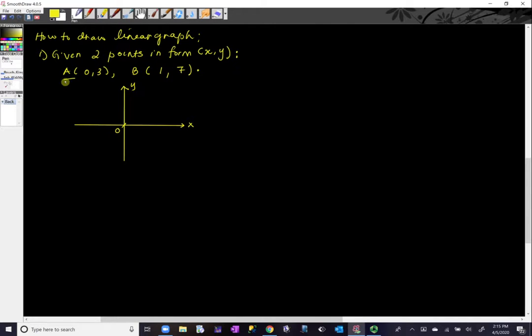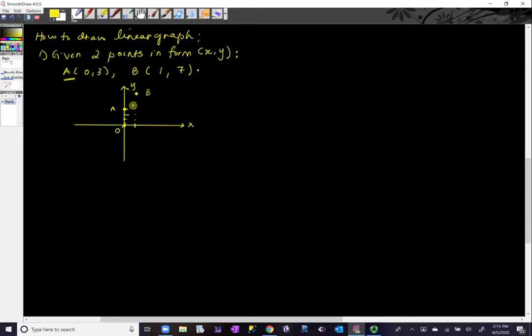So plot the first point A, which is 0 on the x-axis, so it doesn't go left or right, and it goes up 1, 2, 3 points. So that's point A. And then for B, which goes 1, and then it goes up all the way 7 points. So 3, 4, 5, 6, 7, somewhere here.